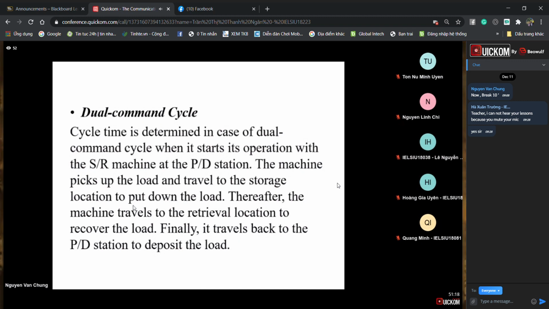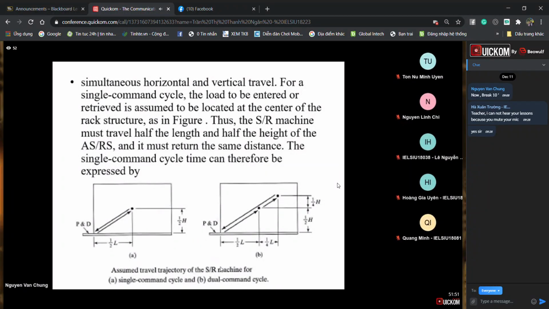Like I said, in the dual command, you first store, then go to the next location for retrieval, and go to the P/D station to unload and deposit the load. Now, this is very important, with the parameters. These are the parameters because these are the assumptions already.